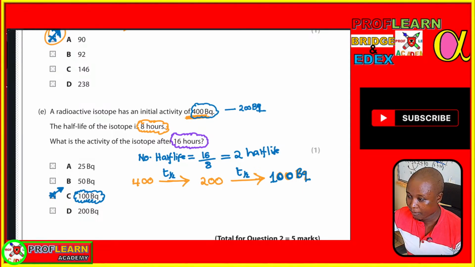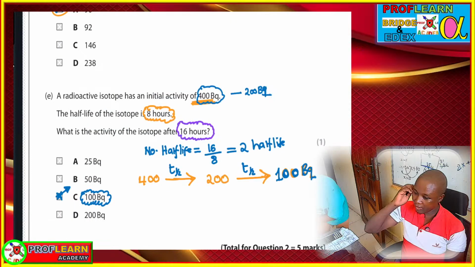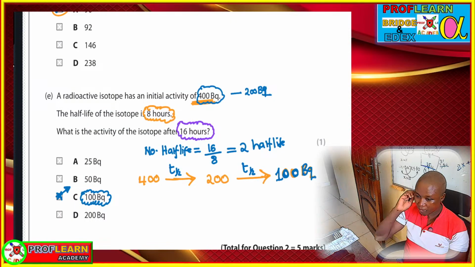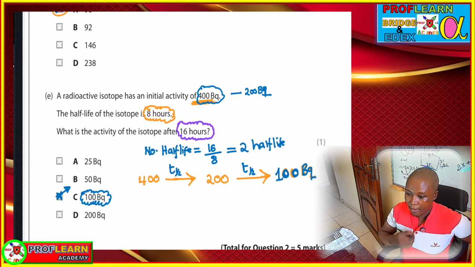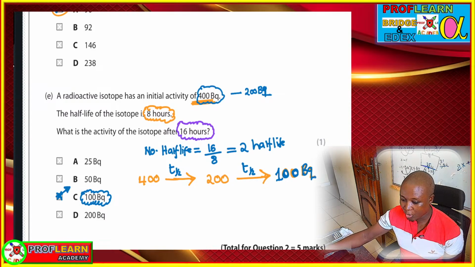So if we're given the half-life being 8, in this question the half-life is 8, isn't it? In 16 hours, how many half-lives do we have? That's another question that you need to ask yourself. How many half-lives do we have in 16 hours? That is 16 divided by 8, and if you divide that, you are going to get 2 half-lives.